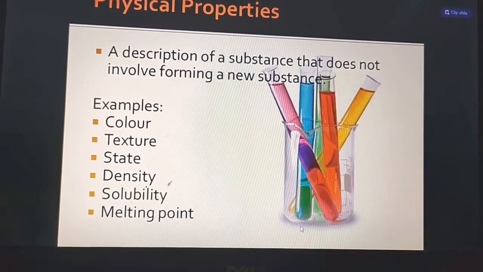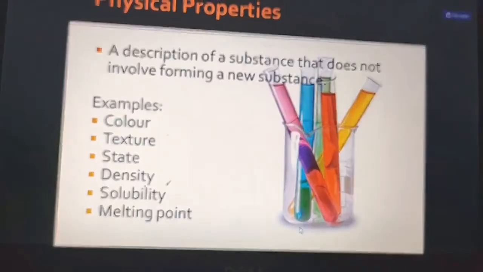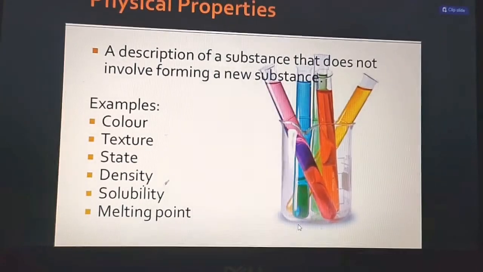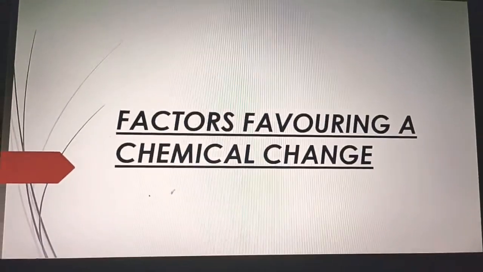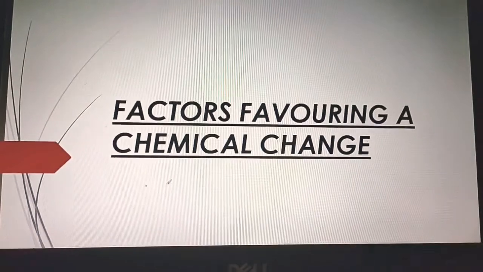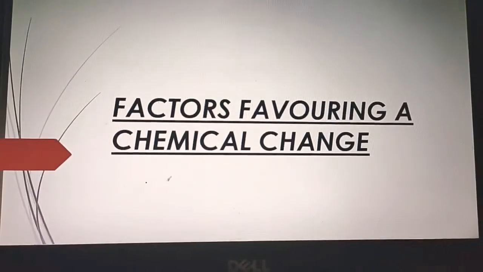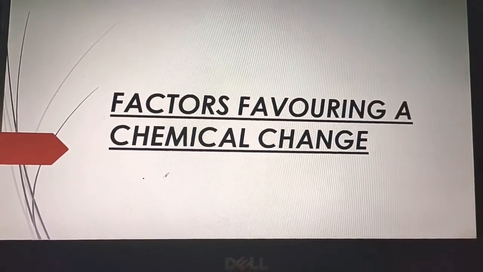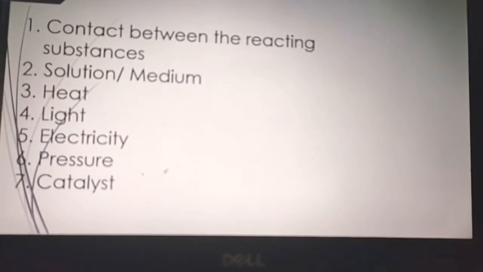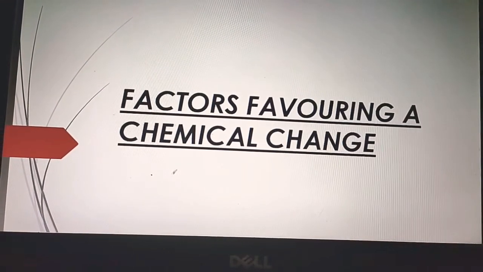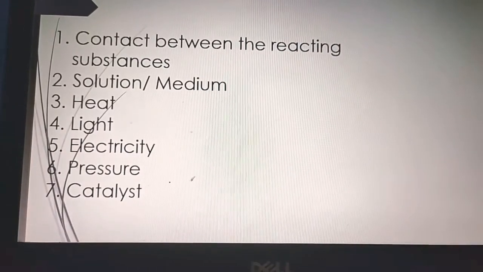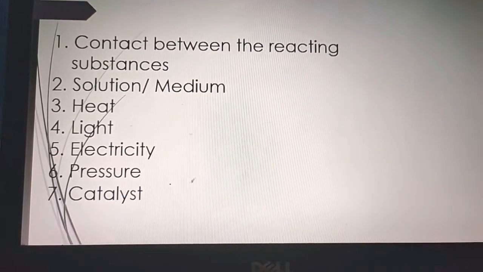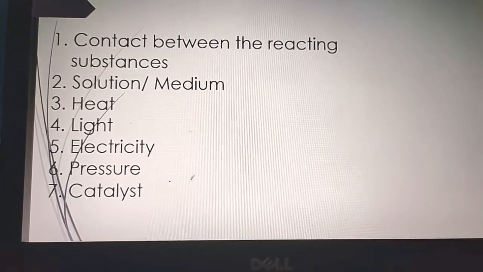So now we are going to discuss the factors favoring a chemical change. So there are 7 factors which are responsible for and favor a chemical change. The first factor is contact between the reacting substances.